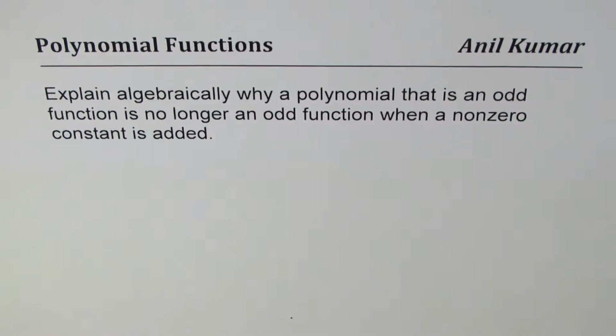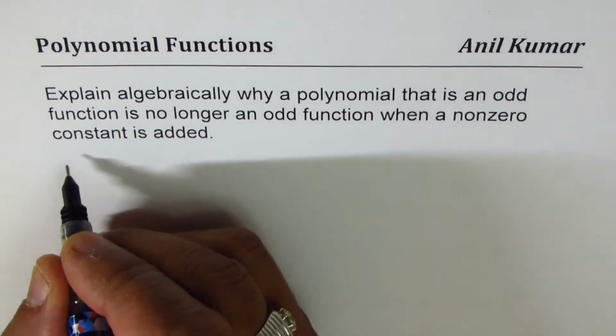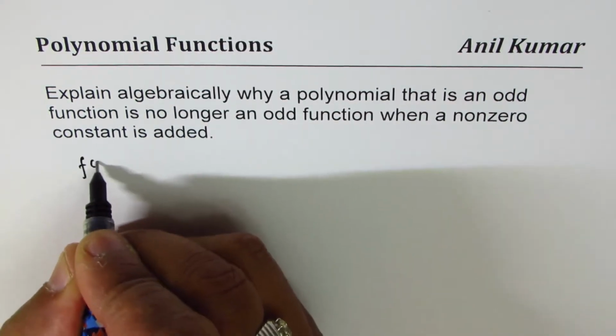I've taken up a very important question on symmetry of polynomial functions. The question here is, explain algebraically why a polynomial that is an odd function is no longer an odd function when a non-zero constant is added. So let's try to understand this. I'll take a very simple polynomial. Let's take polynomial f of x.